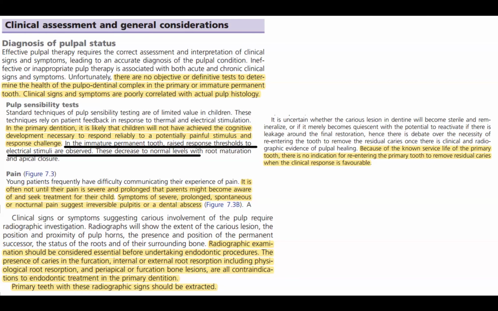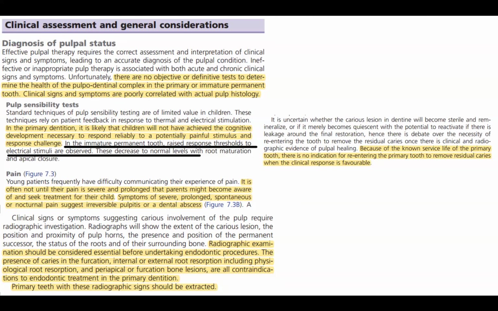So always remember there are a lot of tests. For this particular slide, I would just like to keep our focus on one thing. Any primary tooth which shows you furcation involvement, furcation radiolucency, don't even think about saving that tooth. Radiographic examination should be considered essential before taking endodontic procedures. The presence of caries in the furcation or internal or external root resorption or periapical and furcation bone lesions are all contraindications for endodontic treatment in the primary dentition.